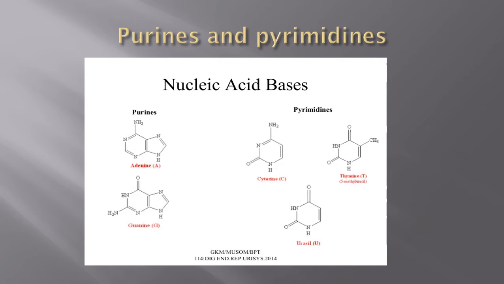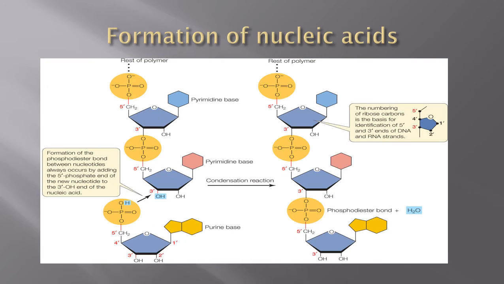Now here you find the purines and the pyrimidines. The purines, the double ring structure, are adenine and guanine, and the pyrimidines are cytosine, thymine, and uracil. Remember that you get thymine in the DNA, you don't get thymine in the RNA, and you get uracil in the RNA.